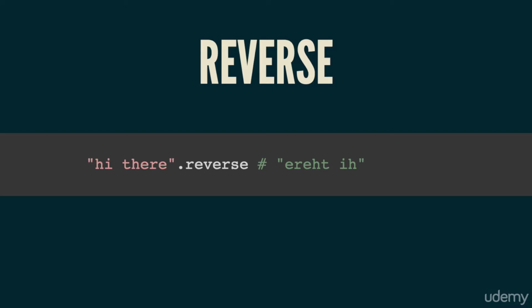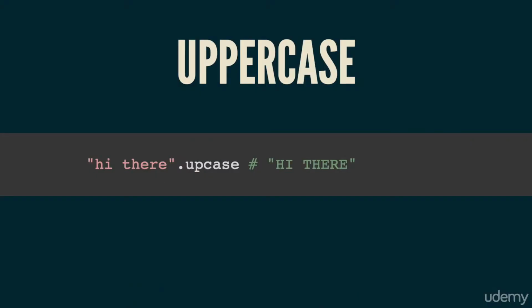This could be a string that's stored as a literal, as you can see here in the quotes, or it could be a string stored in a variable. Another thing we can do to a string is to uppercase it. We can do this in Ruby by calling the .uppercase method on a string.